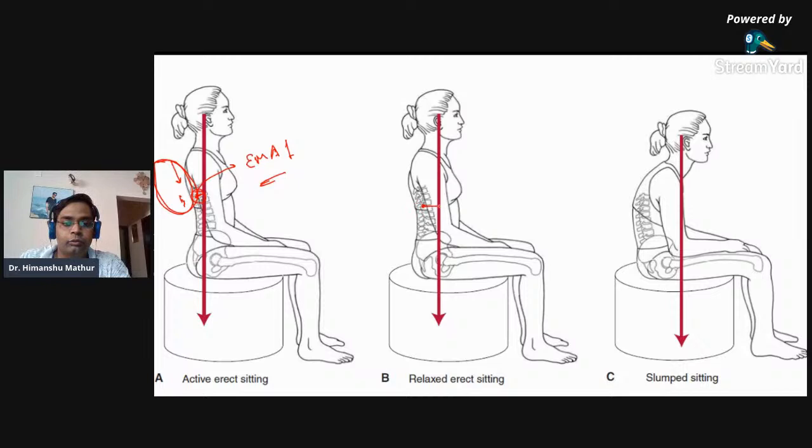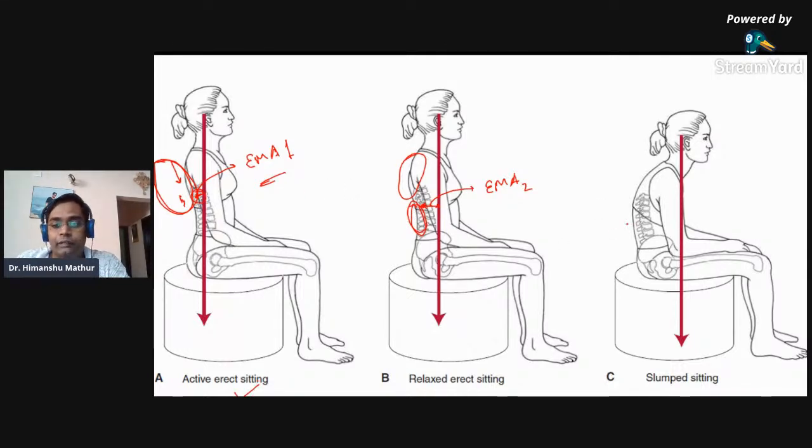So although the external momentum is a little larger, suppose this is external momentum 2. This external momentum is a little larger than external momentum 1, but there is quite a reduction in the activities of the extensor muscles. The extensor muscle activity is not that much as it was in the case of the active erect sitting.